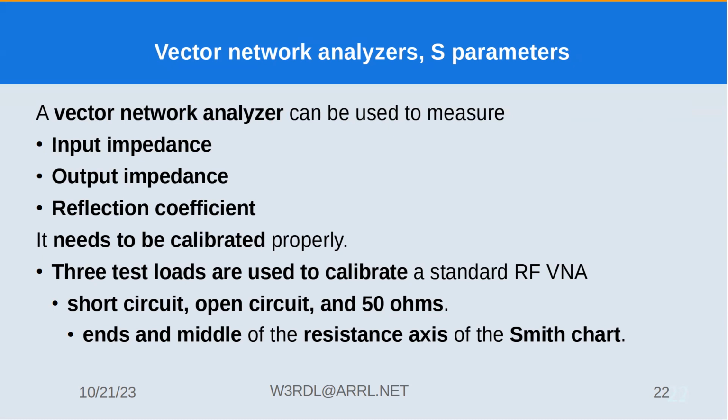A short, open, and... Right. And you use short, open, and 50 ohms. Now, you could do it at 75 if you had a 75 ohm system, but typically we would do it with short, open, and 50. And those just happen to correspond to the two endpoints in the middle on the Smith chart, which is one of the things that they will display. And that's one of the reasons you calibrate it that way. And that's your normalized impedance for the center.